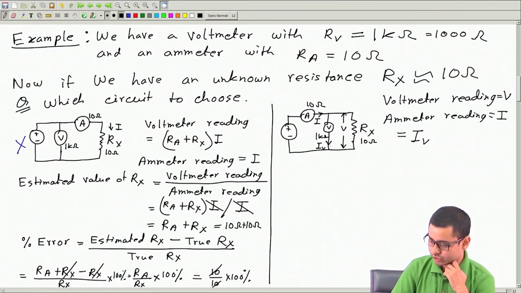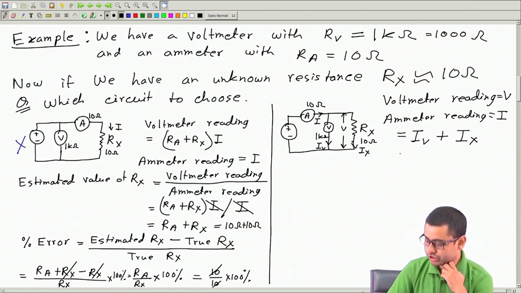So the current that goes through the voltmeter plus Ix, which goes through this, call this current Ix. Okay, so this current I has two components, IV and Ix. So I is this. Now let's find the value of IV and Ix.